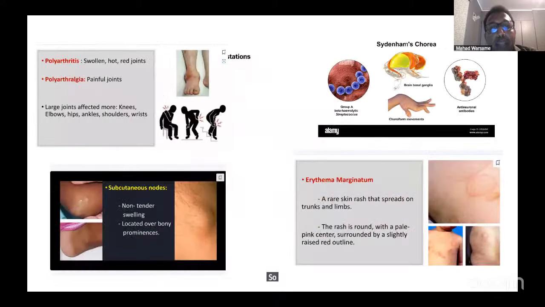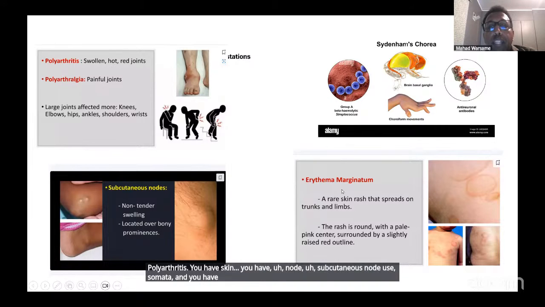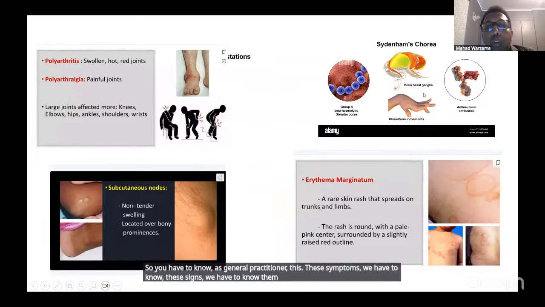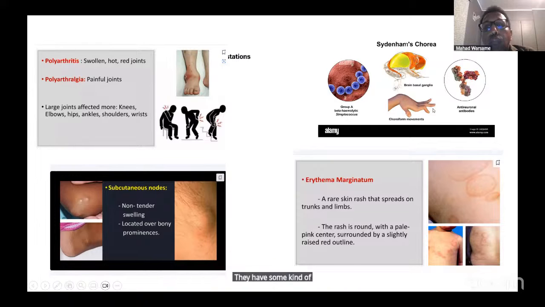So you have these major signs. Polyarthritis is one of them. On the skin, we have subcutaneous nodules, and you also have erythema marginatum, a rash. As a general practitioner you have to know these symptoms and these signs. And also, because of the antibodies in the brain, they have some kind of abnormal movements, or chorea movements.